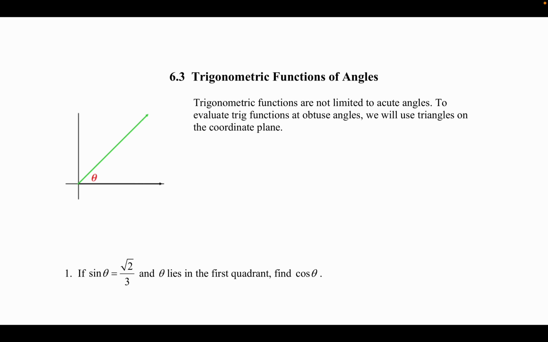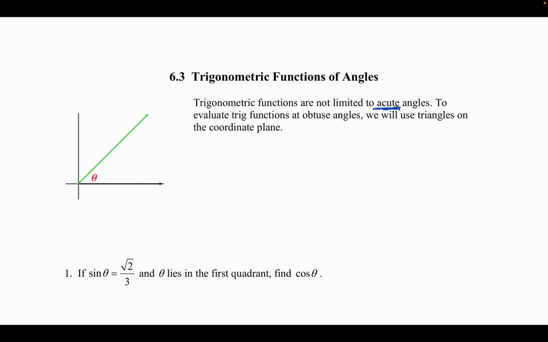This video is for after your 6.1 through 6.2 quiz, and it will cover section 6.3, trigonometric functions of angles. So far we've done trigonometric functions on the unit circle. We just did trig functions with triangles, but trig functions are not limited to acute angles. When we work with triangles, all of the angles are acute. However, we can evaluate trig functions at obtuse angles.